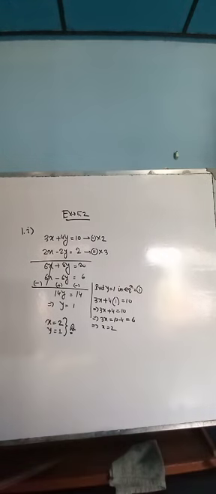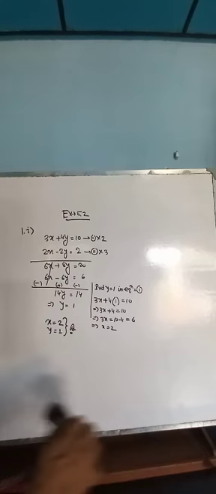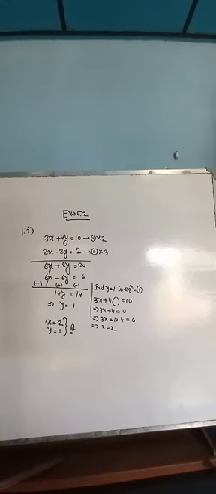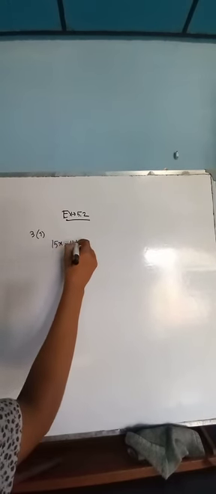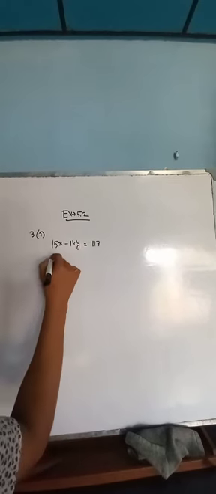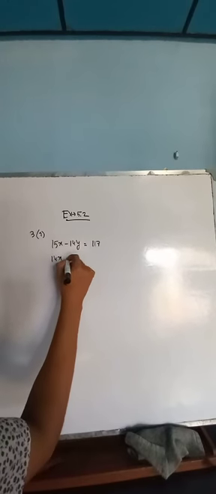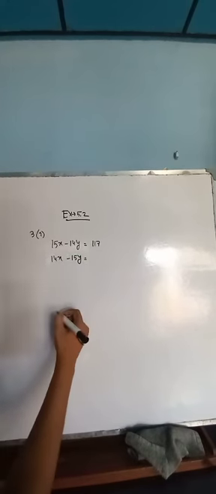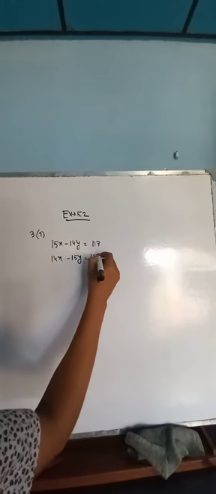Okay, next part. Next, another important math is there. Very important math is, suppose question 2. 15x minus 14y is equal to what is given? 117. Another, 14x minus 15y is equal to 115.